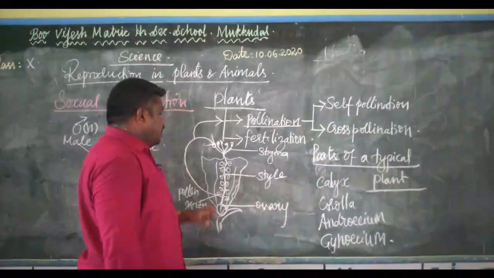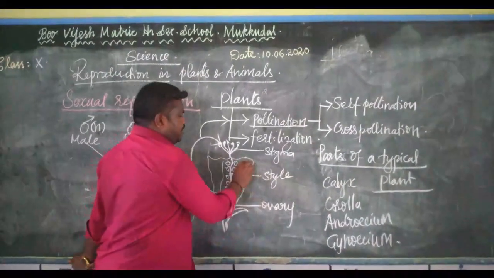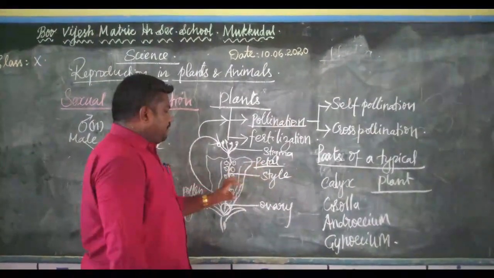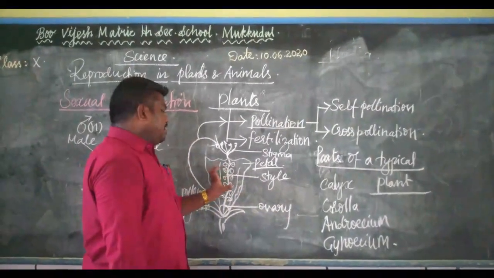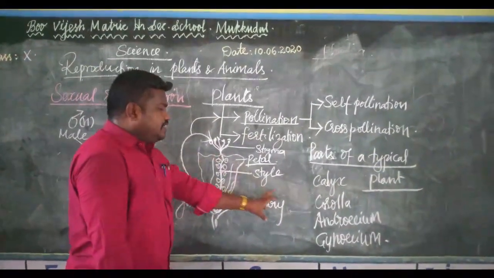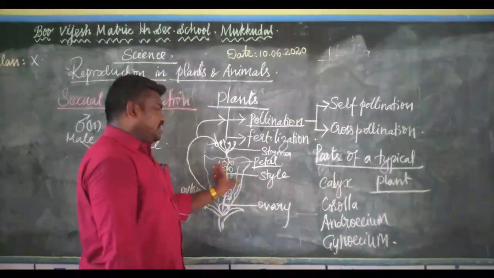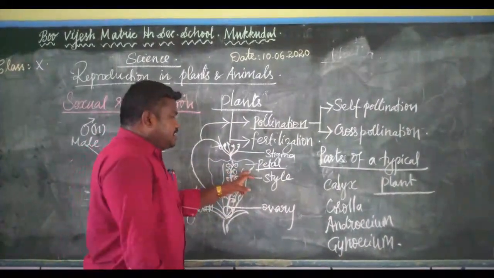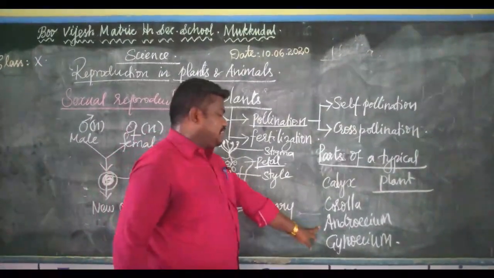Next we see the corolla. Corolla means colorful petals. A single one is known as a petal. The petals together form a corolla. The corolla is colorful and varies in size in various plants. Do you know why it is present in various colors? Because it will attract the insects for pollination.